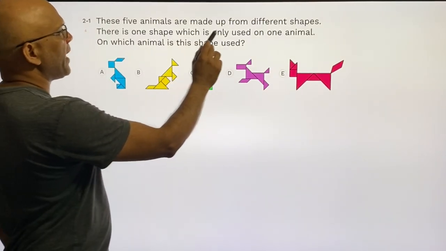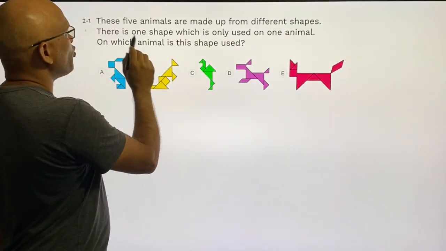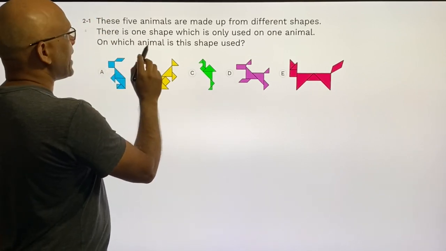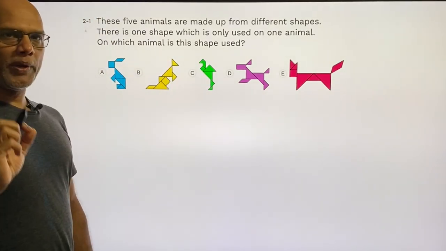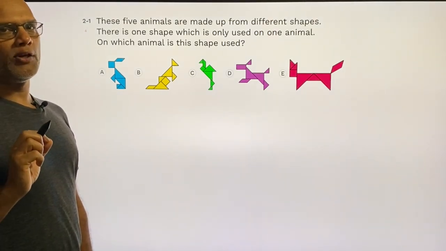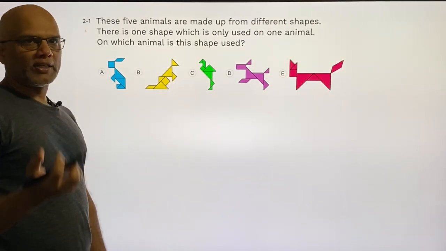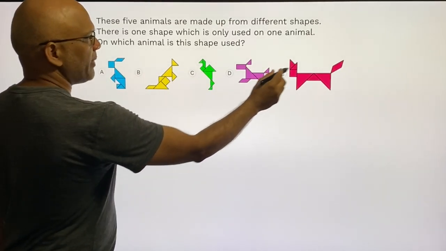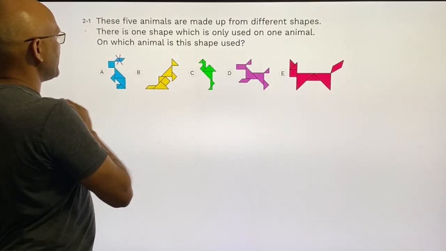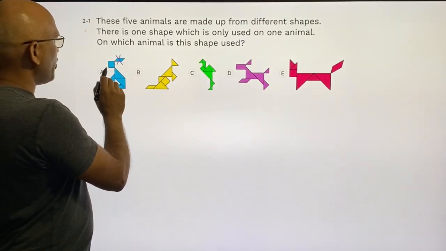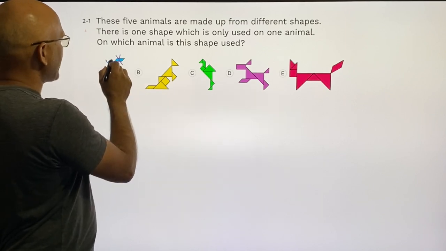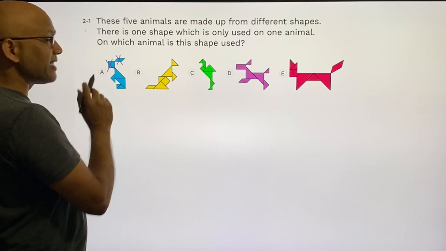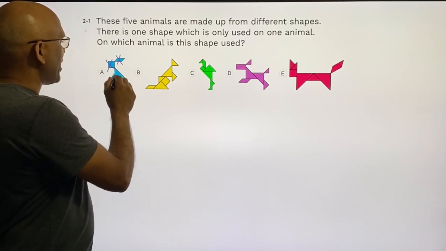These five animals are made from different shapes. There is one shape which is only used on one animal. On which animal is this shape used? So we need to find the shape that is used only on one animal. Let's check the different shapes then. So this is a parallelogram. I can see that this is used in many different animals. So this is not it. How about the square? Square I can see used here. So the square cannot be it. These are basically the same triangles, different sizes, but they are the same shape. So the triangles cannot be.